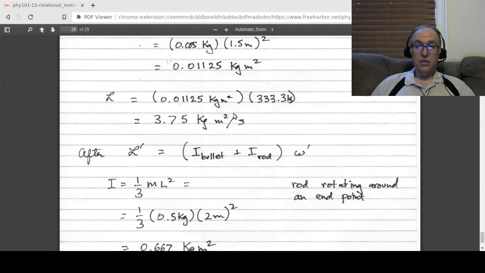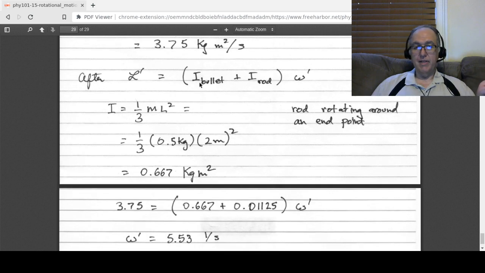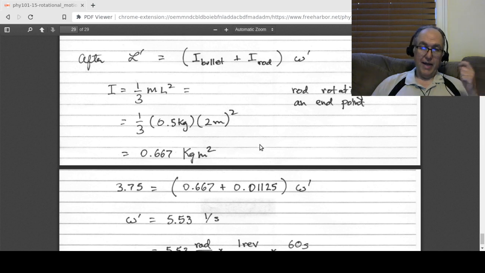Okay, after the collision, what do you have? You have both the rod and the bullet rotating with a common angular velocity. We'll call that common angular velocity omega primed here. And then factoring that out, the total moment of inertia is the moment of inertia of the bullet plus the rod. Well, we don't have the moment of inertia of the rod, but that's easy enough. It's a rod rotating around an axis at one end, which is 1/3 ml squared. Plugging in the values, the mass of the rod was 0.5 kilogram and the length was 2 meters, and that gives us a moment of inertia of the rod of 0.667 kilogram meters squared.